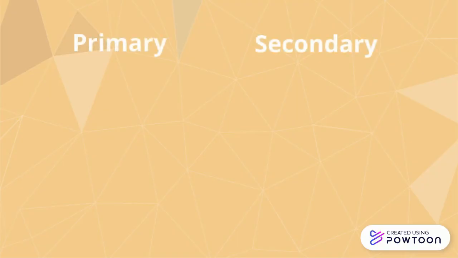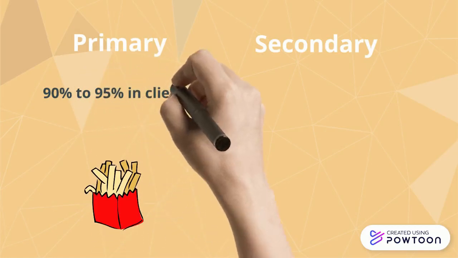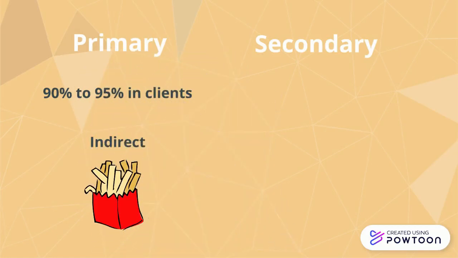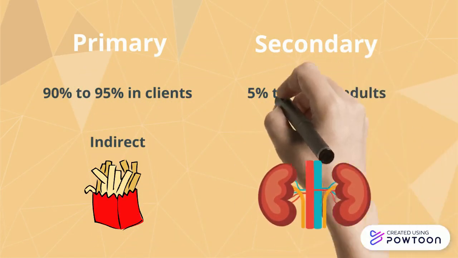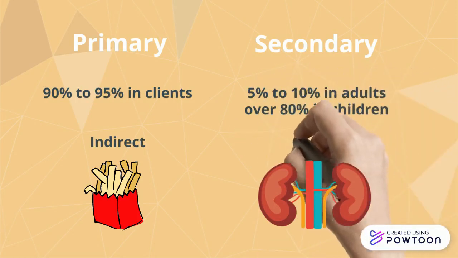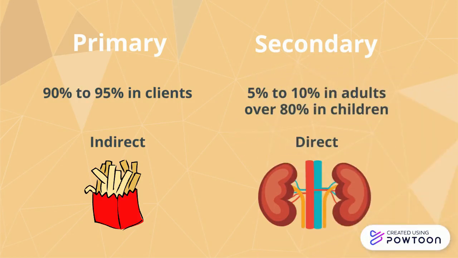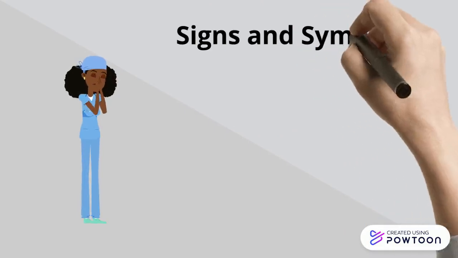Two types of hypertension: primary hypertension and secondary hypertension. Primary is the essential hypertension caused by something indirect, occurring in 90 to 95% of clients. Secondary hypertension is caused by something direct, for example kidney disease. It occurs in 5% to 10% of adults and over 80% of children. Our focus is on primary hypertension.